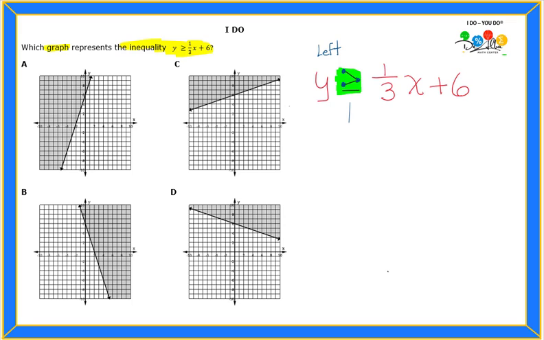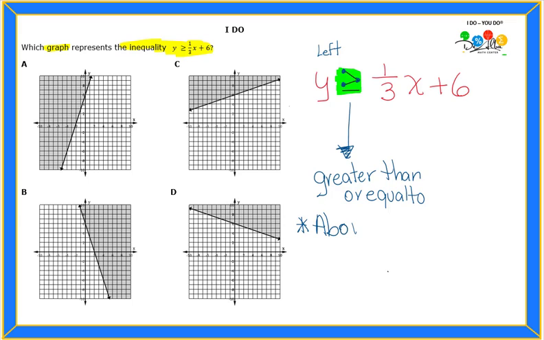Very good. Therefore, the symbol, we're going to read it as greater than or equal to. And if it says greater than or equal to, think about the numbers that are greater. They're either to the right or also up, like above. So we're looking for a shaded area that is going to be above. So that's one of the first things that we're going to be looking for, that is shaded above.